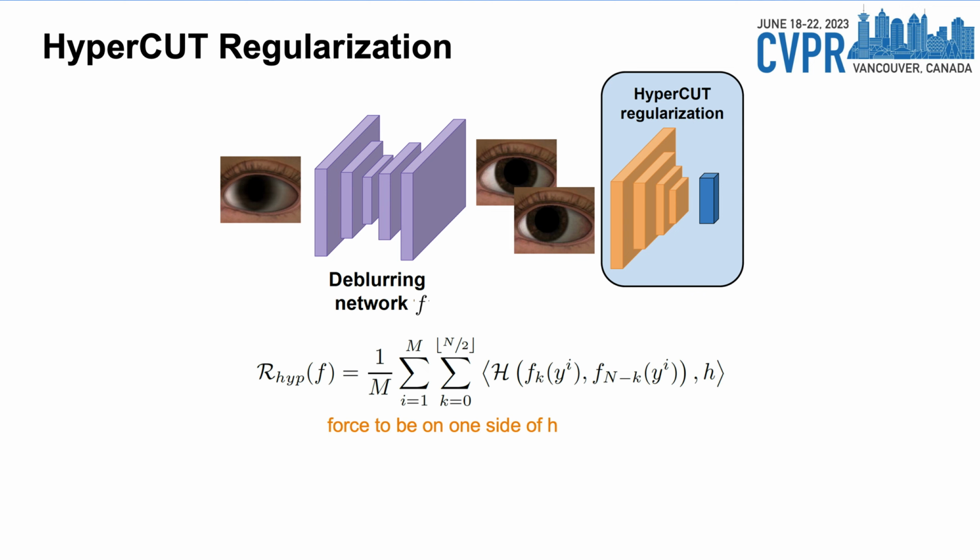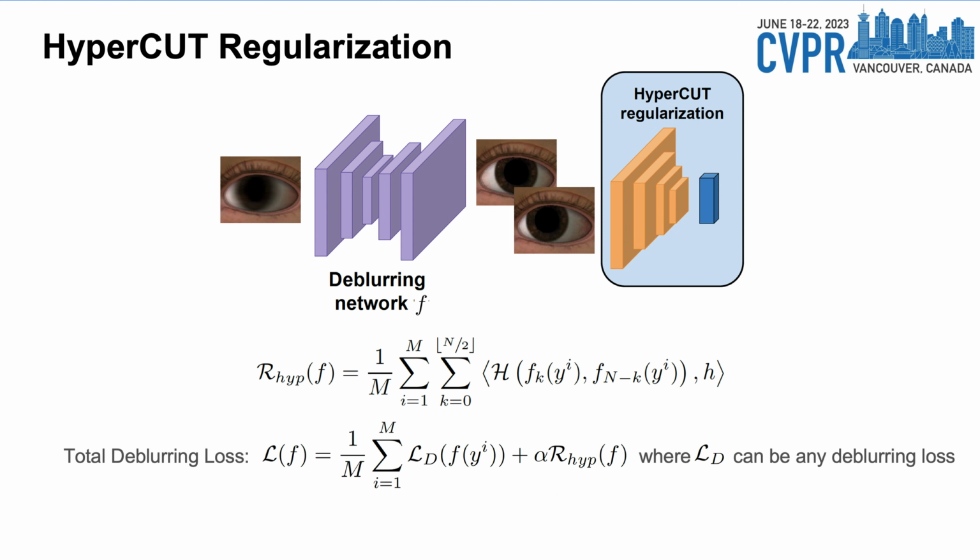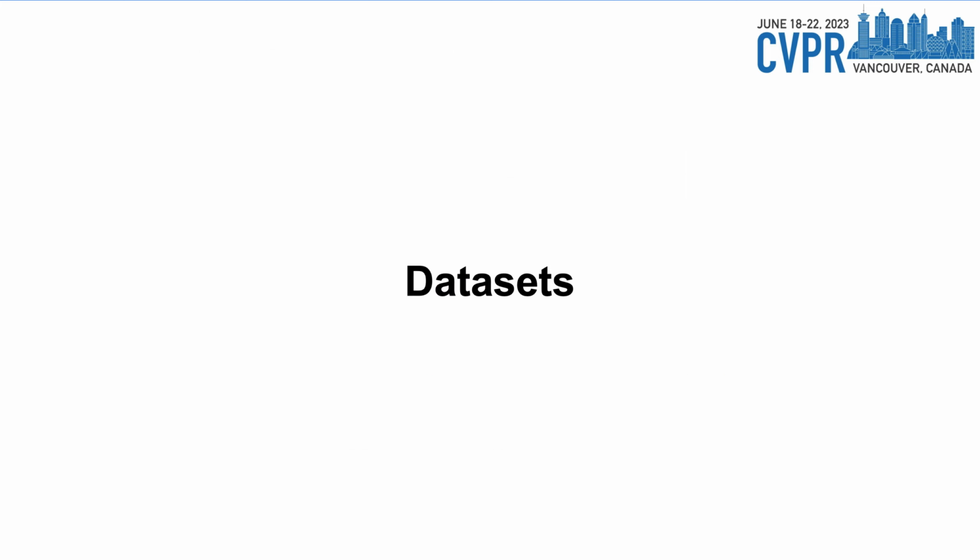This regularization enforces all synthesized pairs to stay on the same negative side of the hyperplane, and it can be combined with other deblurring losses with an alpha hyperparameter. That is all about our proposed method.